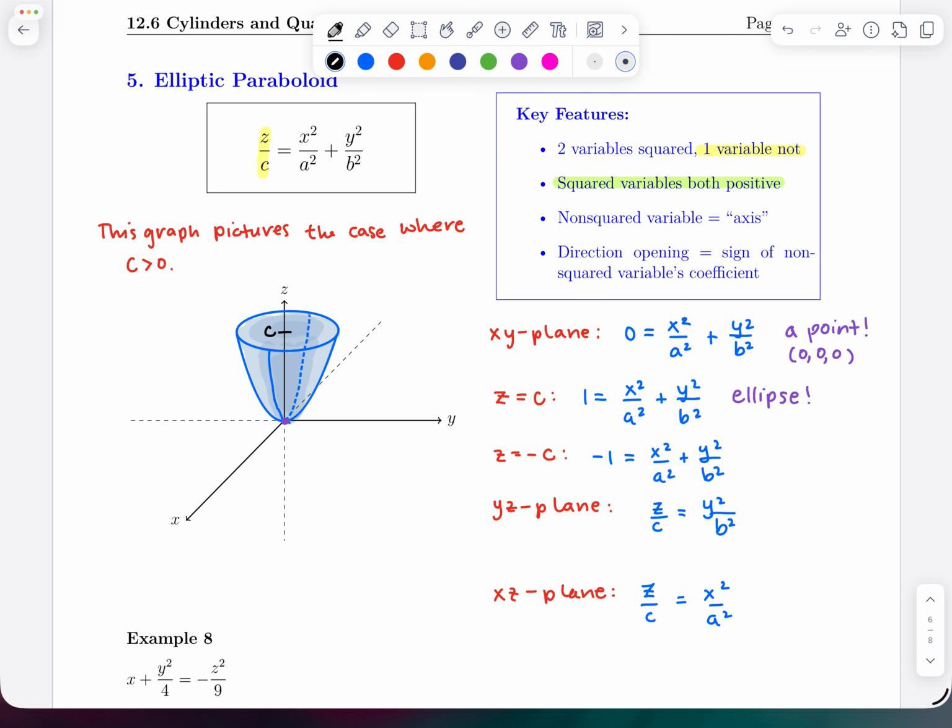Now, if I look at z equals negative c, then when I sub in negative c, the left-hand side of my equation becomes negative 1, and there is no solution to this equation because it's impossible to add two numbers that are greater than or equal to 0 and somehow get a negative value. So this has no solution, which is why you don't see any graph below the xy plane in my particular picture.